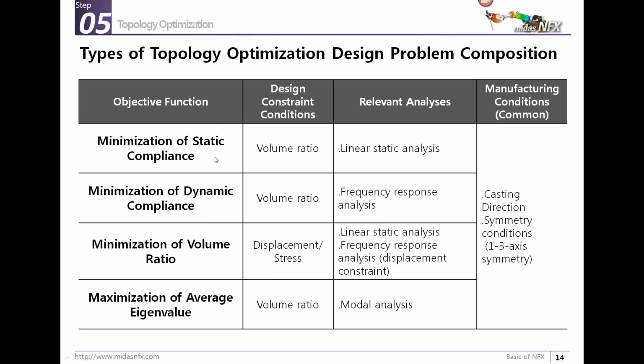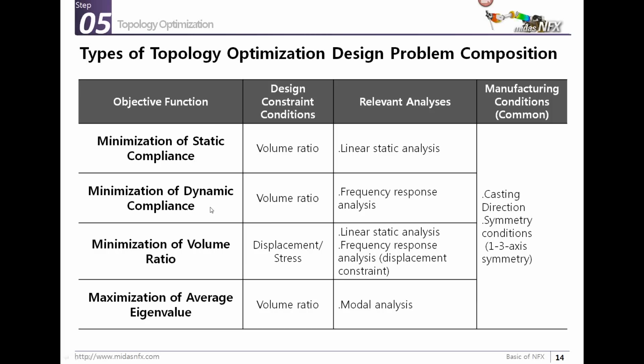So you have two types of analysis. You have several types, I mean. You have the minimization of static compliance. So this is the objective function. And in this case, the design constraint is the volume ratio. So you decide what will be the final volume ratio that you are targeting. And then this is the analysis which is used, linear static. And finally, you can also input some manufacturing condition.